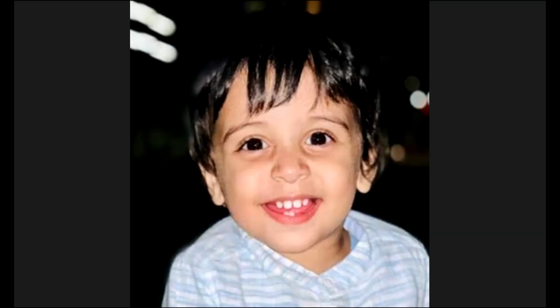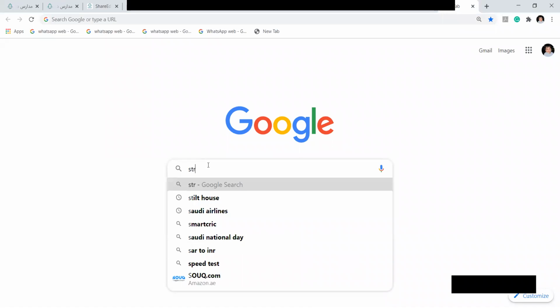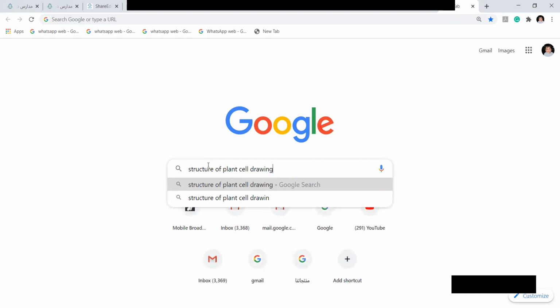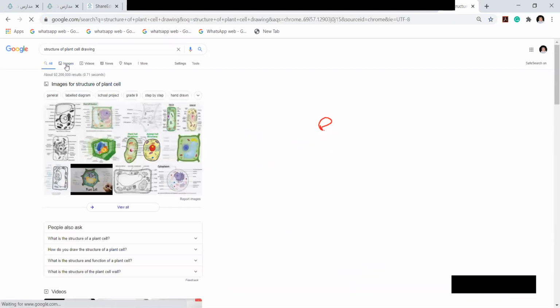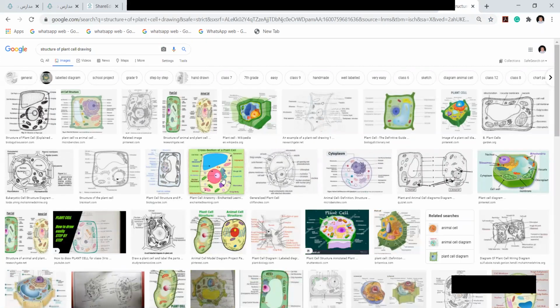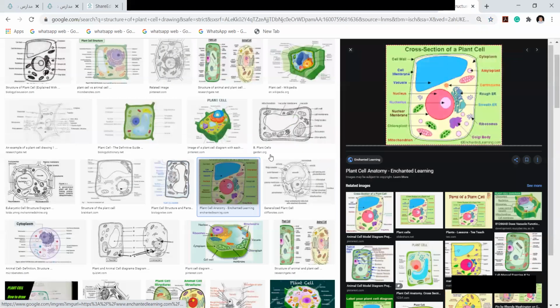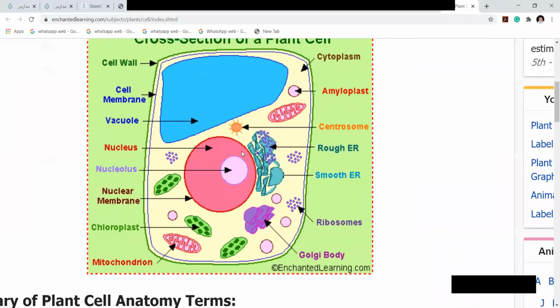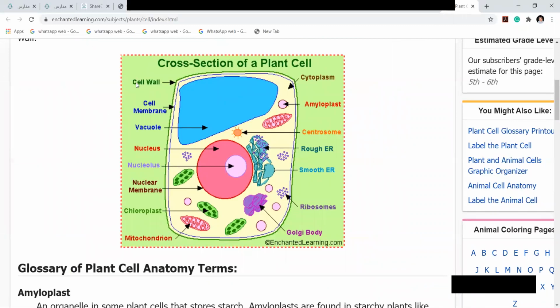I will try to make you draw today the structure of the cell. A rough diagram. Wait a minute, girls. I think you can take a picture of the plant cell first, and then you will draw it. Now you will draw it. I will tell you, just draw cell wall, cell membrane, vacuole, nucleus. Don't do nucleolus.